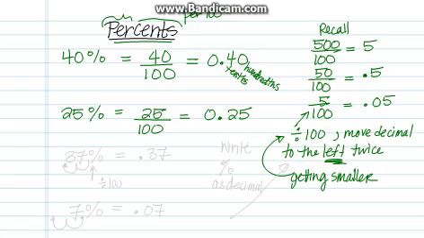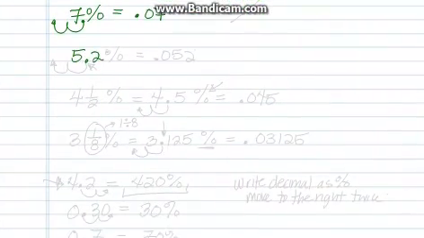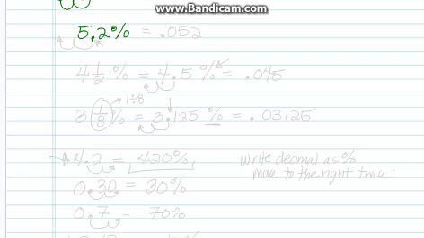So if I'm looking at 37%, I know that the percent just really means to divide by 100, so it will become 0.37. You're moving your decimal to the left 2 spots. If I have 7%, that's dividing by 100, it will move my decimal to the left twice, which will become 0.07. If I have 5.2%, that means divide that 5.2 by 100, which will get smaller, become 0.052.